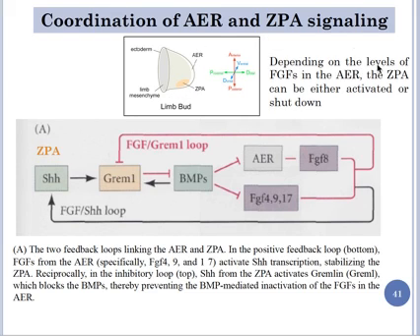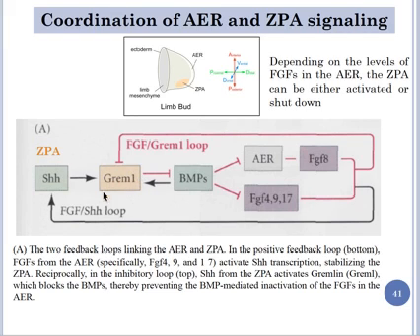So depending on the levels of the FGF in the AER, the ZPA can be either activated or repressed. Let's say we have a lot of FGF expressed in the AER. When we start having this high FGF, we'll have a negative feedback loop. This negative feedback loop is called the FGF-Gremlin 1 loop.